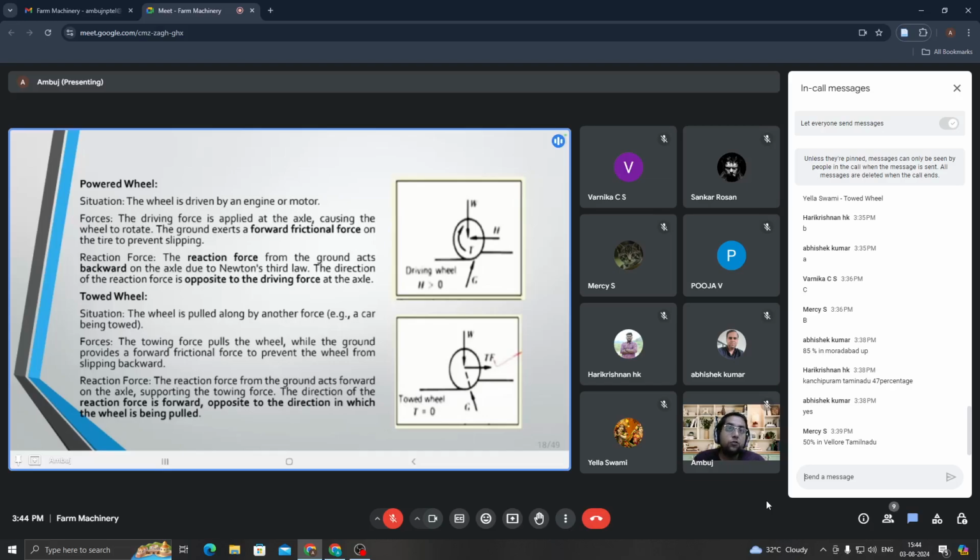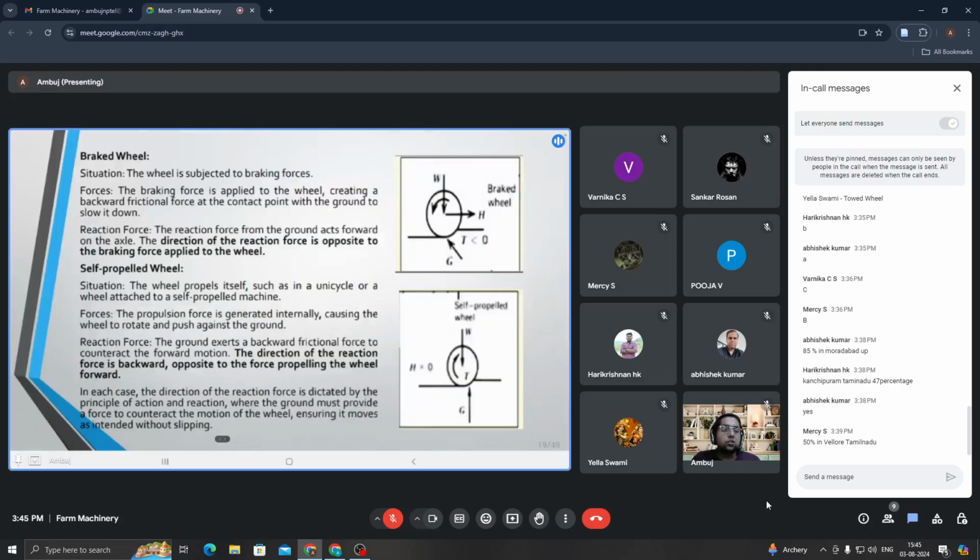But in case of the towed wheel, it is getting pulled by another force. The towing force pulls the wheel while the ground provides a forward frictional force just to prevent it from slipping in the backward direction. That is why the direction of the ground reaction will get diverted, and it would be in such a manner which I have shown in the right hand side figure, according to Newton's law of action and reaction. While in case of my braked wheel, the direction will remain the same.